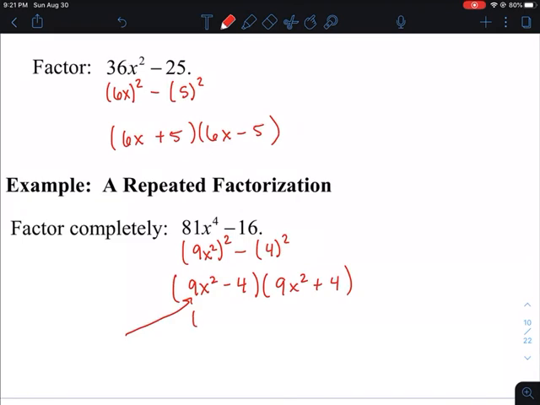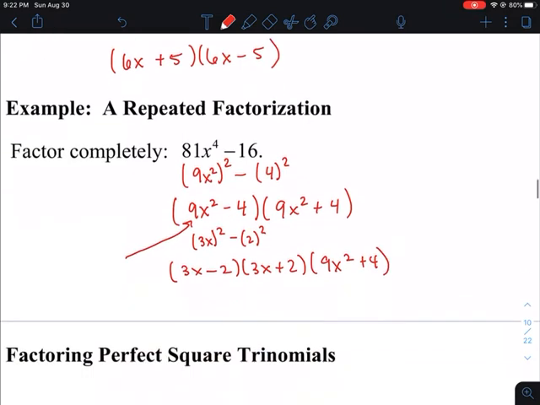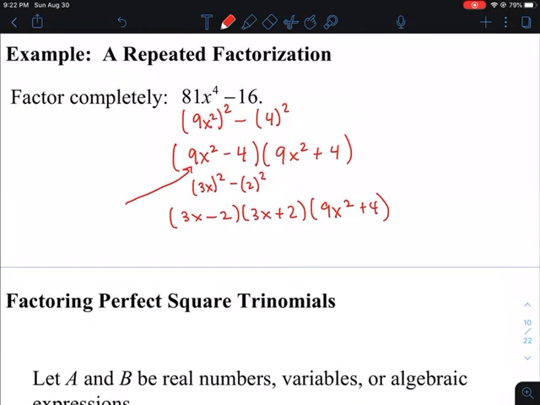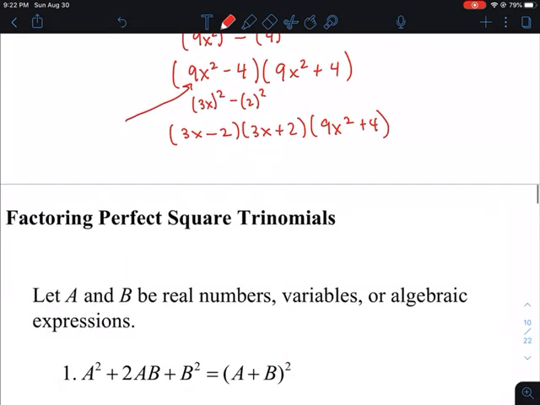So if we have a 9x squared, well, that's a 3x that's squared. And we have a 4 that's 2 squared. That means we have a 3x minus 2 and a 3x plus 2. And that 9x squared plus 4, because that's a plus, I cannot do anything further with it. So that just stays as a 9x squared plus 4. Always make sure you have a final answer, and that it cannot be simplified further.